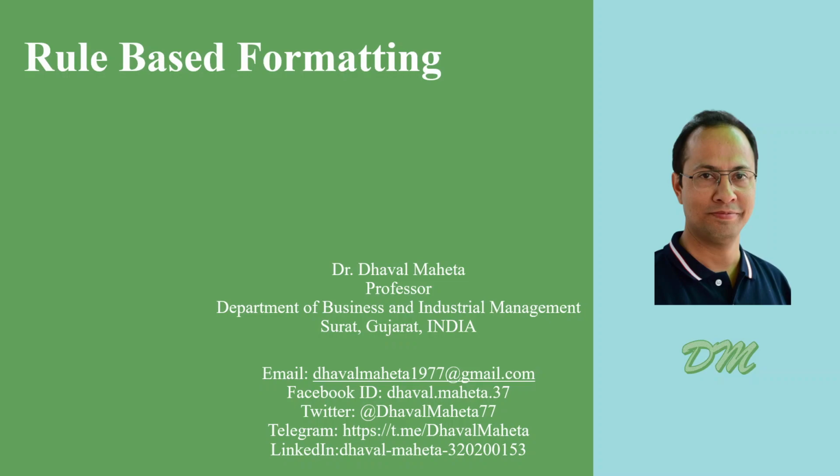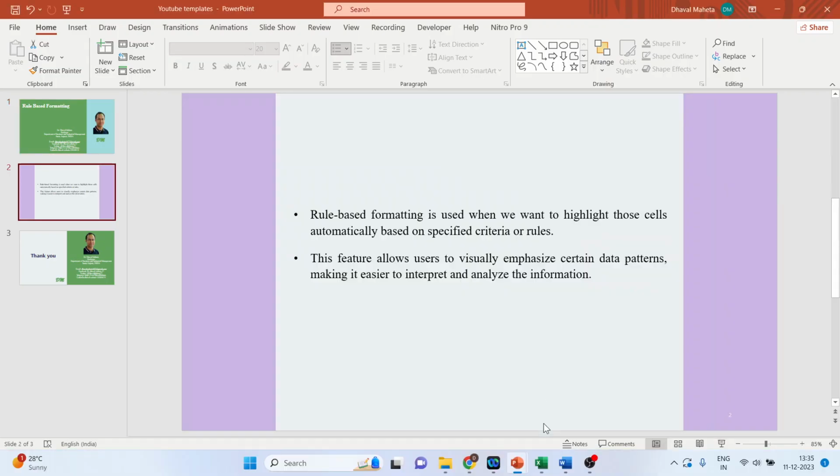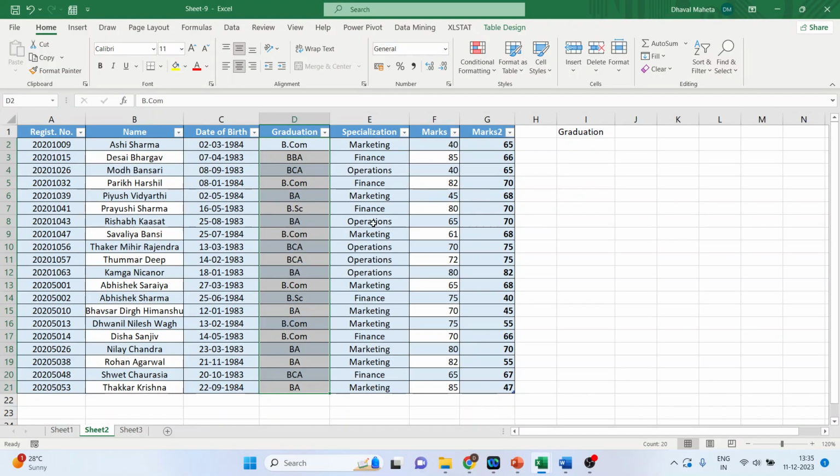And today we will discuss the rule-based formatting feature which is available in Excel. Rule-based formatting is used when we want to highlight cells automatically based on specific criteria or rules. This feature allows users to visually emphasize certain data patterns, making it easier to interpret and analyze the information. Now, how we can use rule-based formatting, let's see in the Excel workbook.